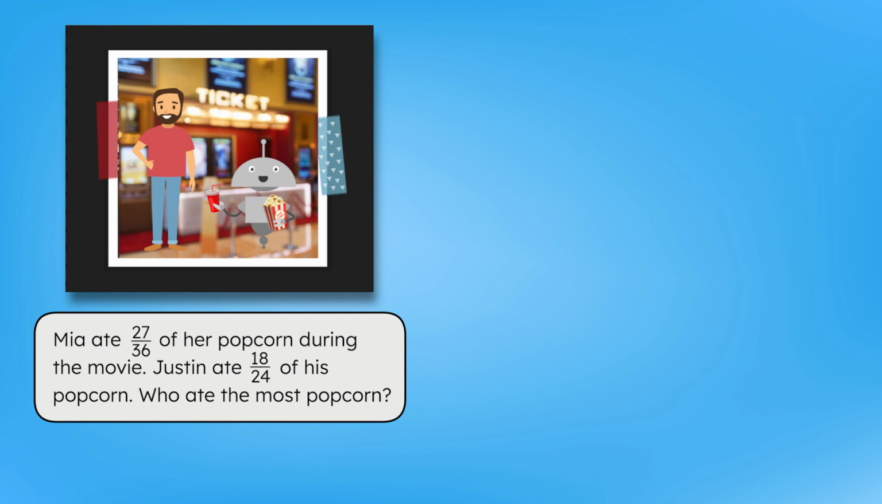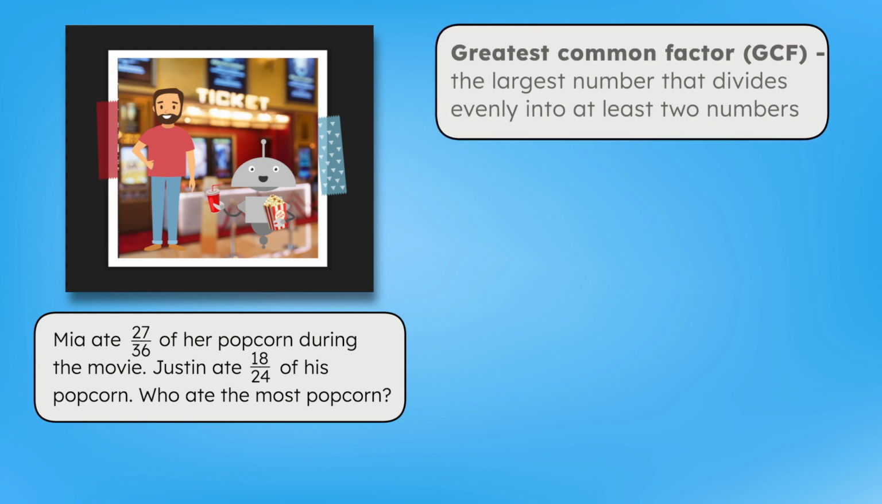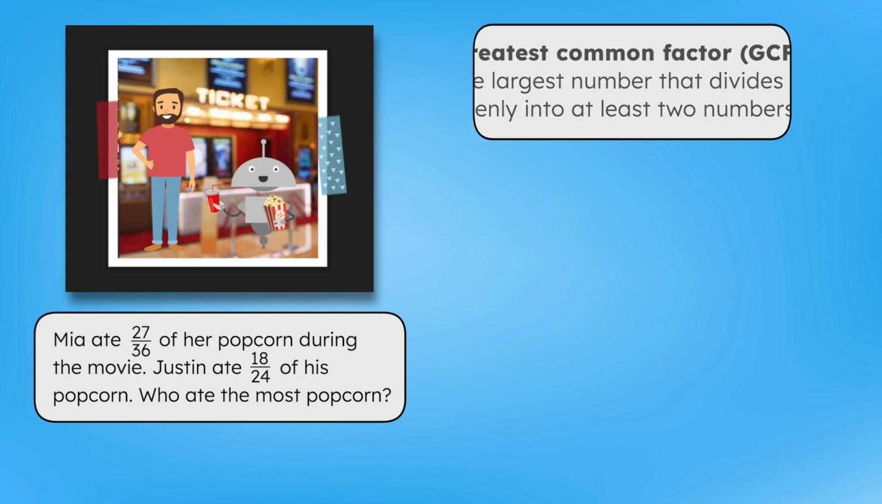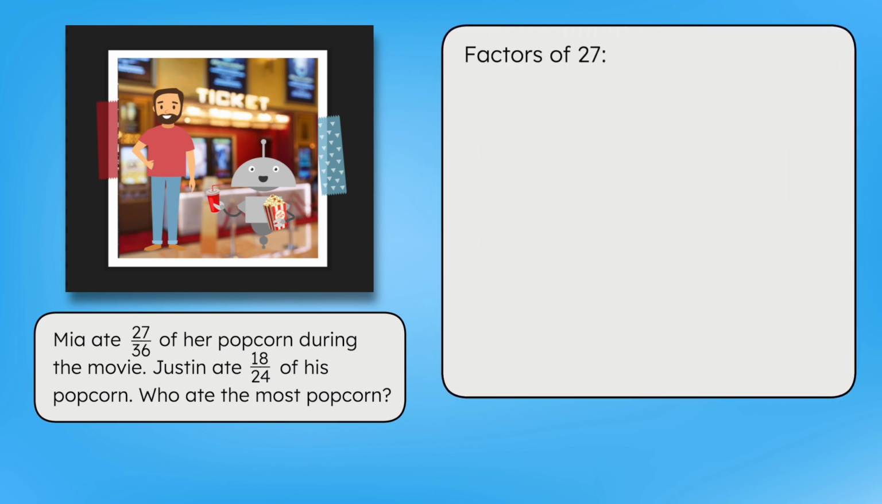In order to simplify fractions in one step, we can find the greatest common factor that the numerator and denominator both share. Let's list the factors of 27 and 36 to find what they have in common. The factors of 27, in order from least to greatest, are 1, 3, 9, and 27. For 36, the factors are 1, 2, 3, 4, 6, 9, 12, 18, and 36.